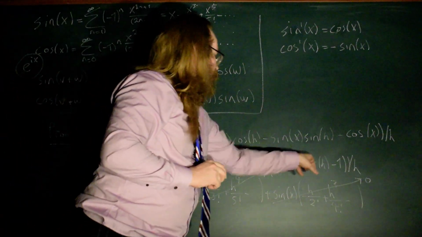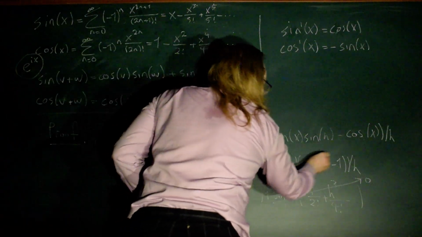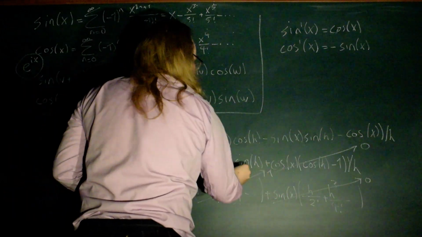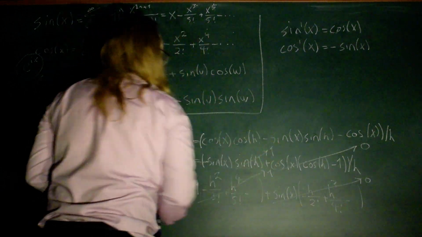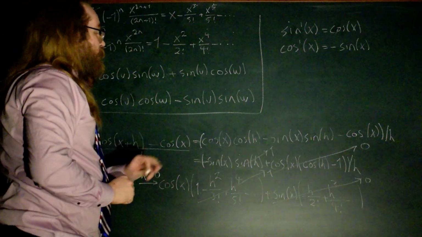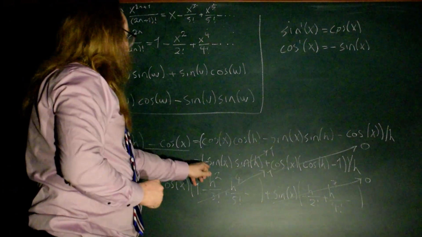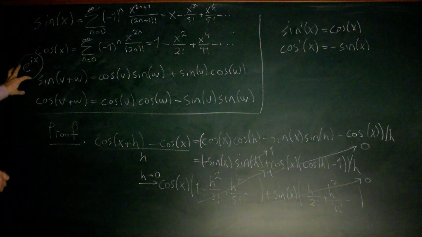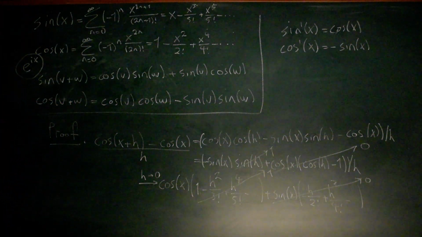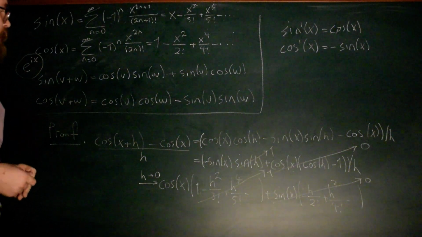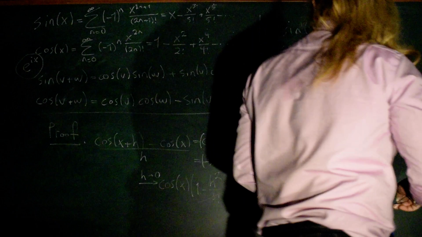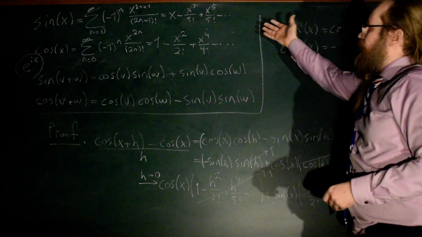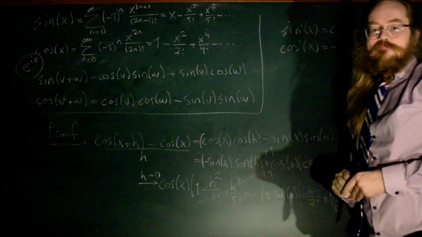And now the argument is the exact same thing. This whole cosine of h minus 1 will approach 0, and this sine of h divided by h will approach 1. And that means that the derivative of cosine is going to be minus sine. Isn't this a beautiful proof? I really love it. And it all stems from this beautiful complex exponential function, and everything just falls into place. You don't need to make some complex calculus argument for why sine of h divided by h is 1. It's just a simple consequence of the Maclaurin series.